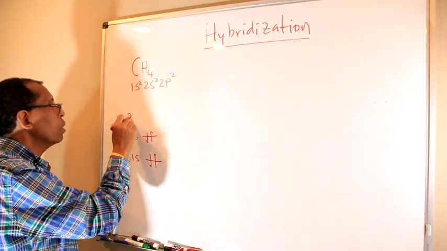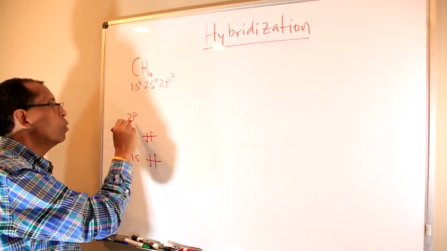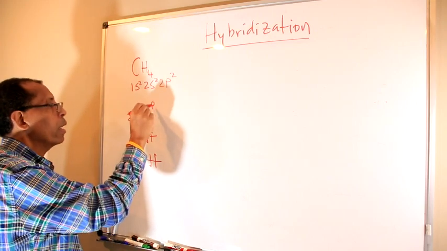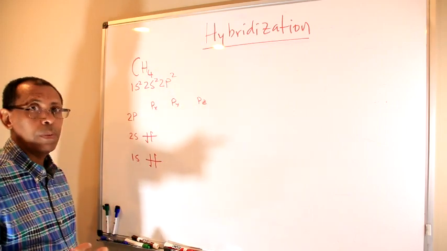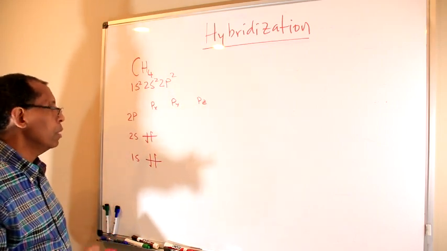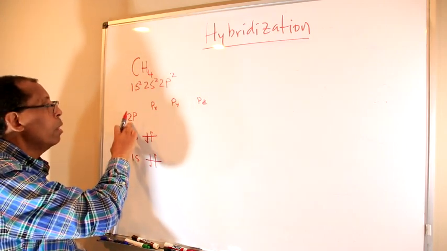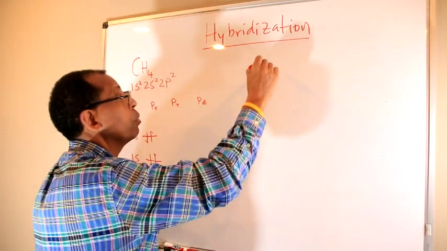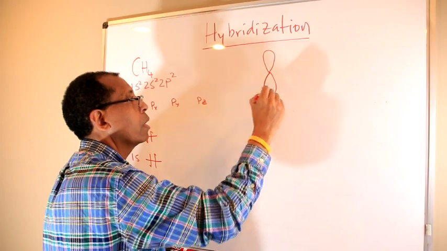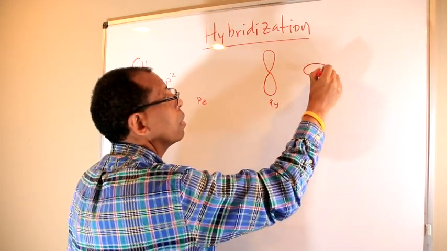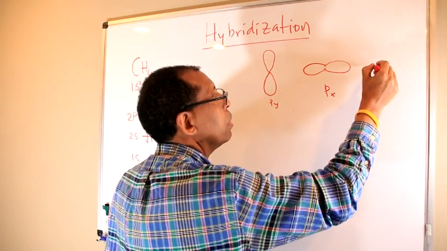And in the 2p, there are 2 electrons. If you remember, the 2p orbital is a px, a py, a pz. There are 3 of them, px, py, pz. But s is just spherical in shape. But in the p orbital, if I just show you the shape, one is in the py direction, one is in the px direction, one is in the pz direction.